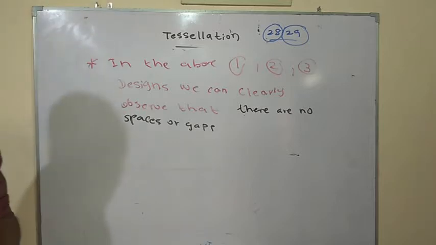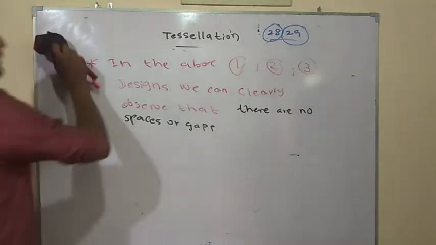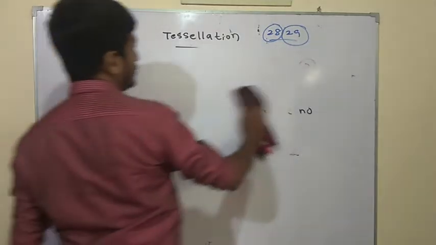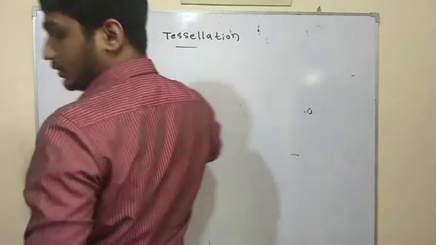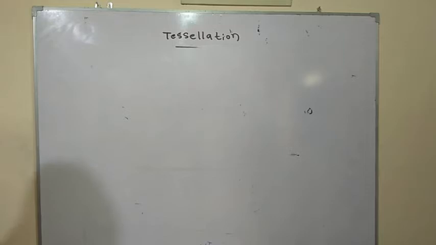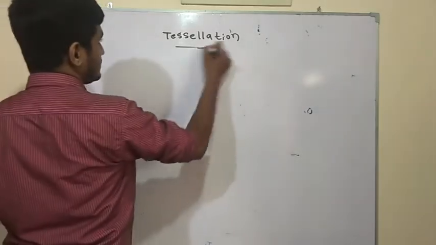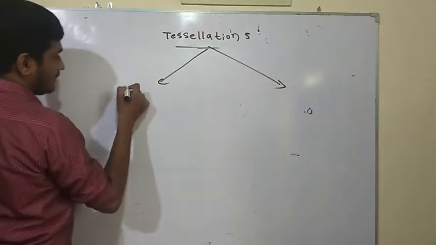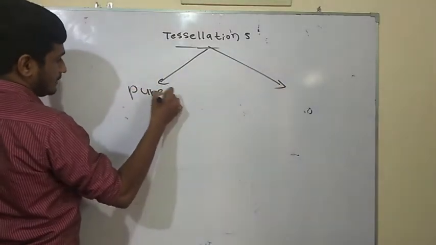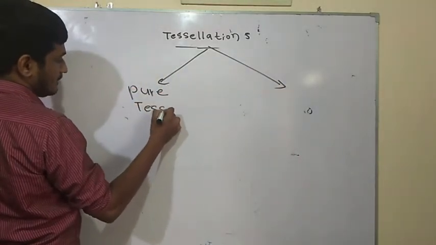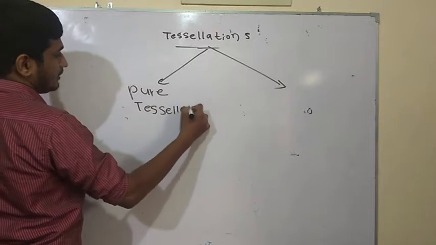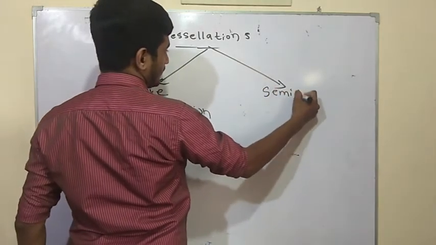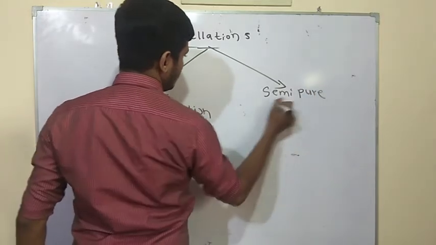Time is enough. Now see the board. Tessellation can be divided into two equal parts. There are two types of tessellations we are going to learn. One tessellation is known as pure tessellation. The other one is known as semi-pure tessellation.